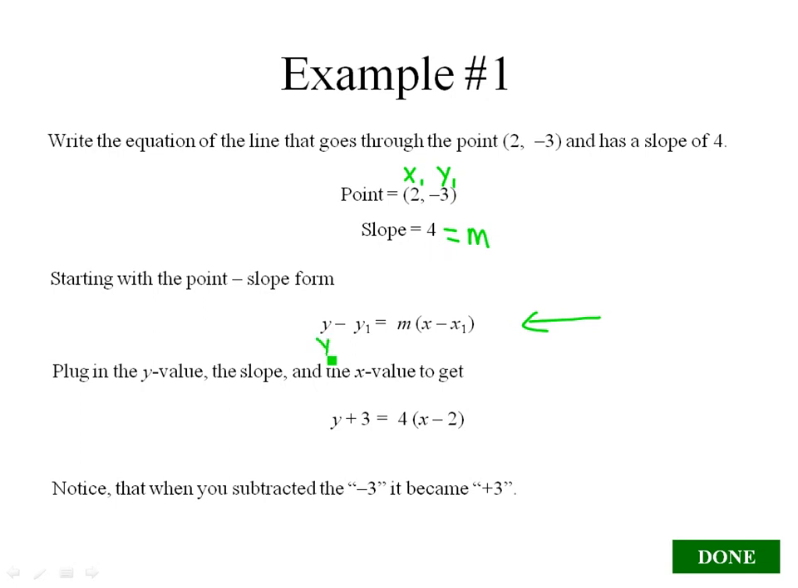So we'll have y minus y sub 1. Remember that y sub 1 is negative 3. You have equal, m is 4, x minus x sub 1 here is 2. Now, that y minus a negative 3 will give us the y plus 3 here. And we have the 4 times x minus 2.